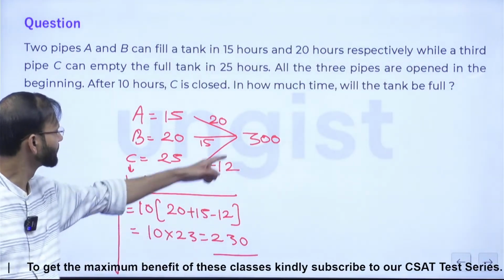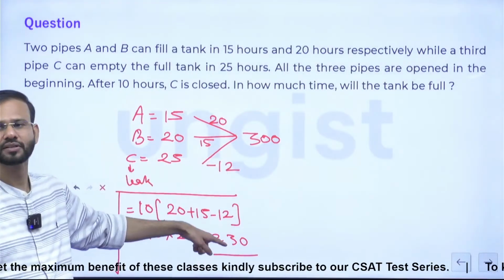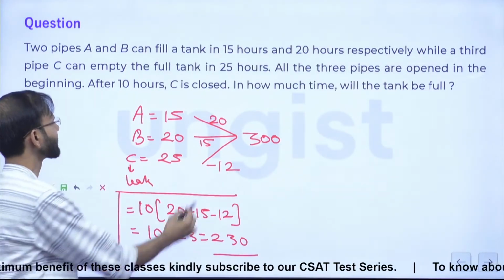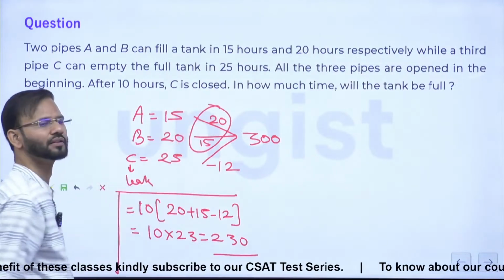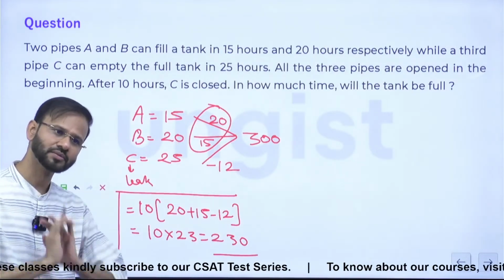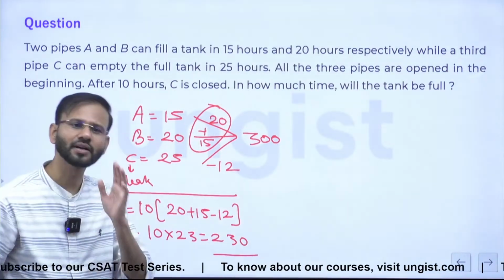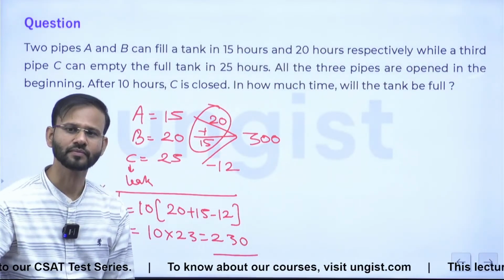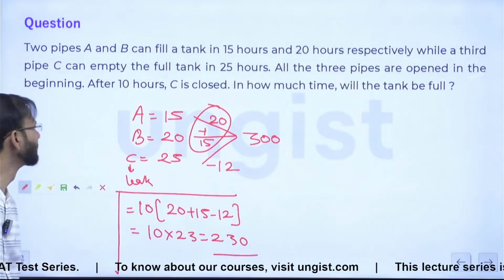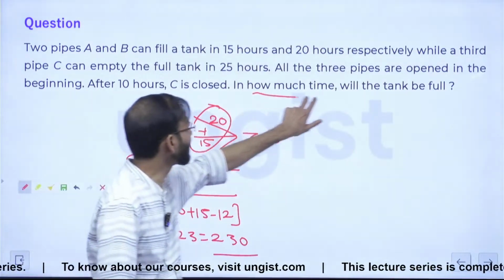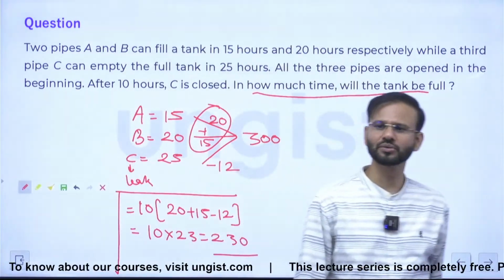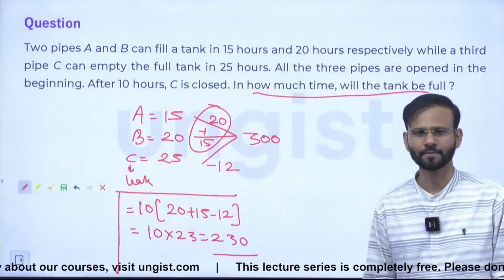What is left? 70. And then 70 will be filled by A plus B, because now C is closed. So when A and B are working together, they are filling 35 per hour. So 2 more hours are required. So the question is, in how much time will the tank be full, right? So 2, right?